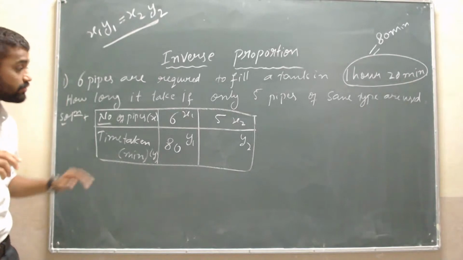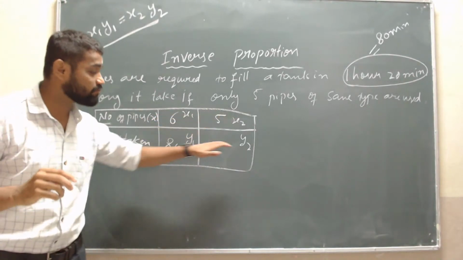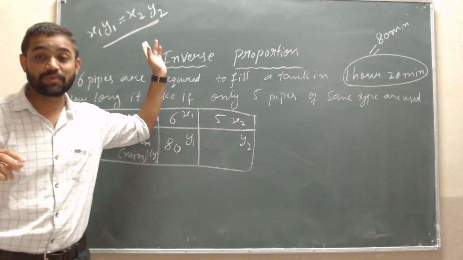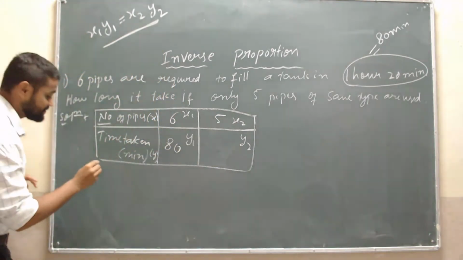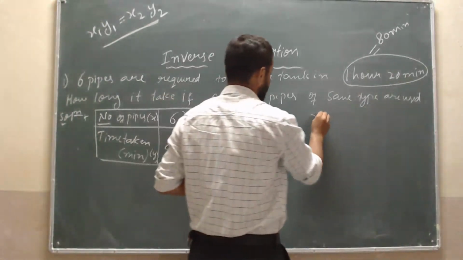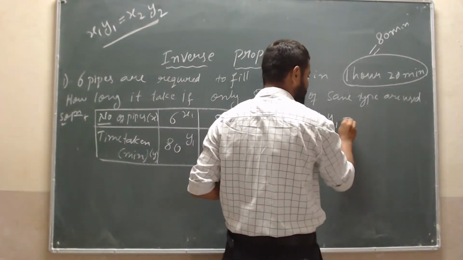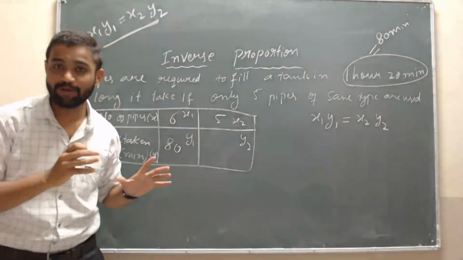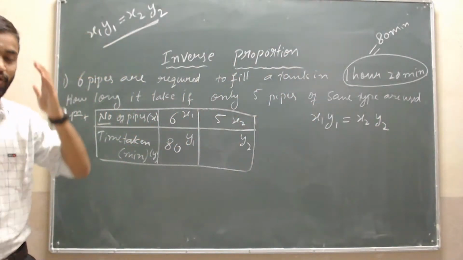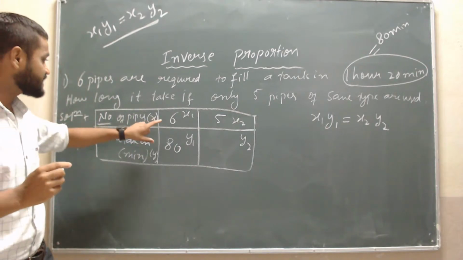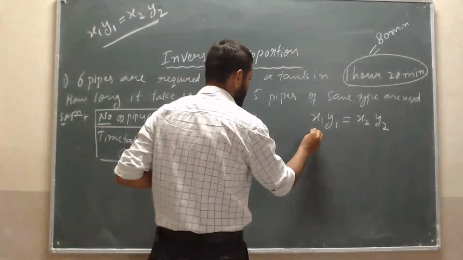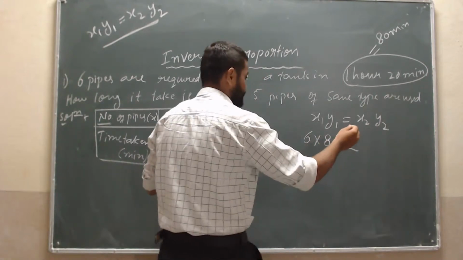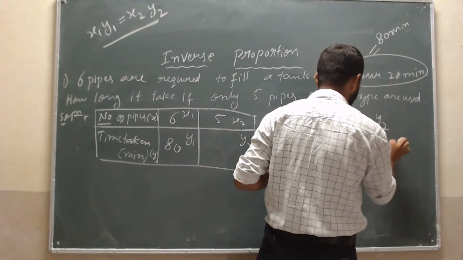Is it clear to you? x1, x2, y1, y2. So here we have to apply the inverse proportional formula, that is x1 into y1 is equal to x2 into y2. See here, x1 and y1, substitute the values. That is x1 is 6, y1 is 18, and x2 is 5, and we don't know the value of y2.